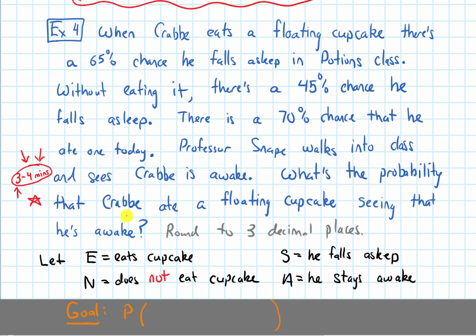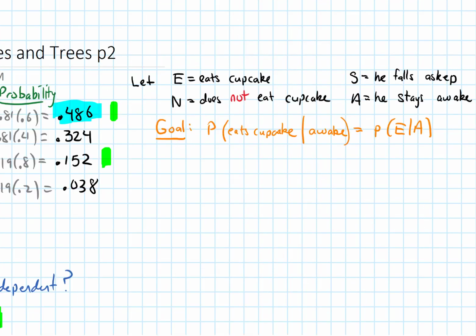The other thing that indicates it's a conditional probability is that the last sentence asks, what's the probability that Crab ate a floating cupcake, seeing that he's awake? Seeing that is another way to say given that. So it is going to be a conditional probability, and we're given that he is awake, and it's asking for the probability that he eats this floating cupcake. Using our symbols, this is the probability of E given that A occurs. I'm going to move this to the top of the page.